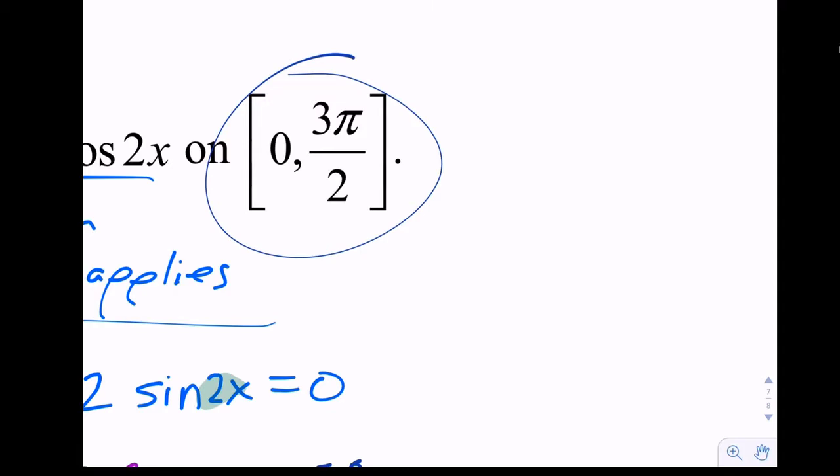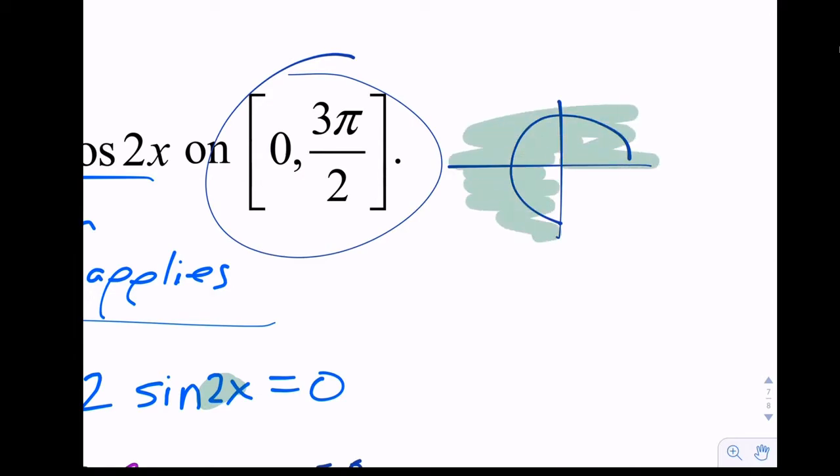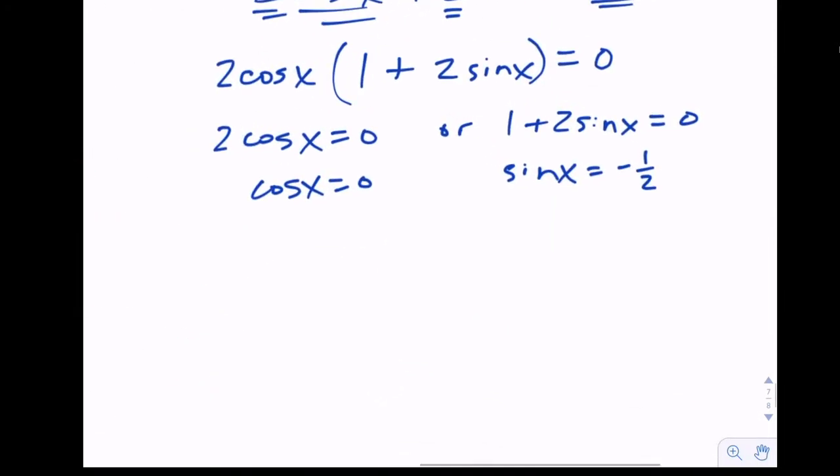So we're not talking about the inverse sine and inverse cosine functions now. We want all the solutions between 0 and 3 pi halves. That's basically 3/4 of the way around. Quadrants 1, 2, and 3. Okay, let's go for it. Starting with the first one. Cosine is equal to 0 where? Pi halves and 3 pi halves. 3 pi halves is the right endpoint of the interval, so he just got in there. Critical value and an endpoint.